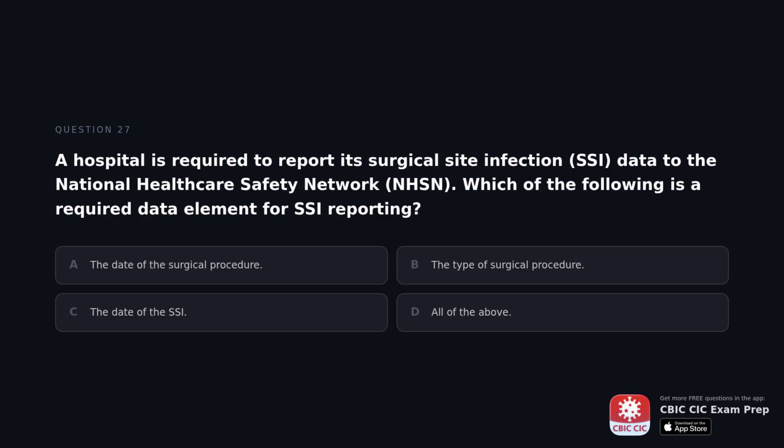A hospital is required to report its surgical site infection, SSI, data to the National Healthcare Safety Network, NHSN. Which of the following is a required data element for SSI reporting? A. The date of the surgical procedure. B. The type of surgical procedure. C. The date of the SSI. D. All of the above.